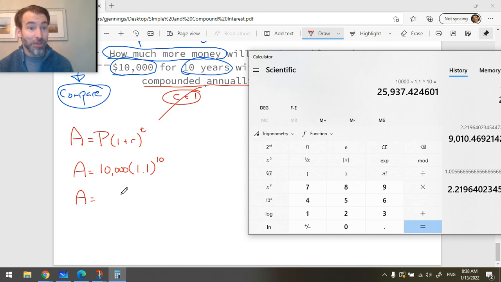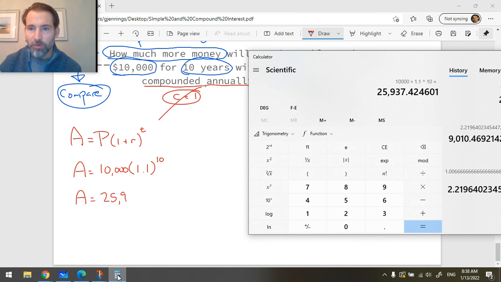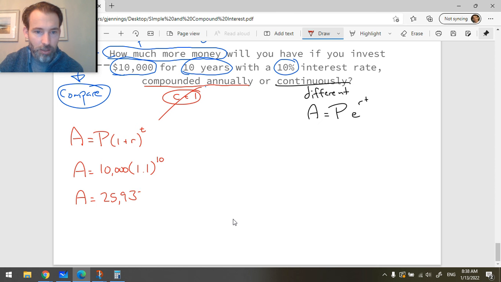Notice that if we were earning simple interest, this would be $1,000 per year. We would only have $20,000. We would not have nearly $26,000. So the fact that it's compounding even yearly has increased our growth by nearly 60%, sorry. So here, the amount is going to be equal to 25,9, what was the rest of the number? 37.42. Cool. That's the amount for compounding annually.